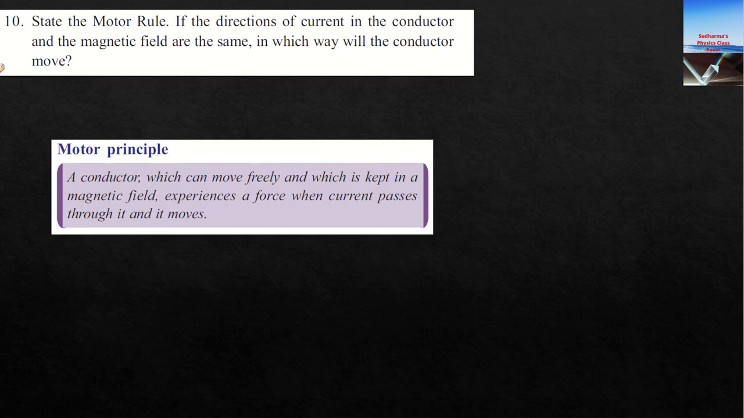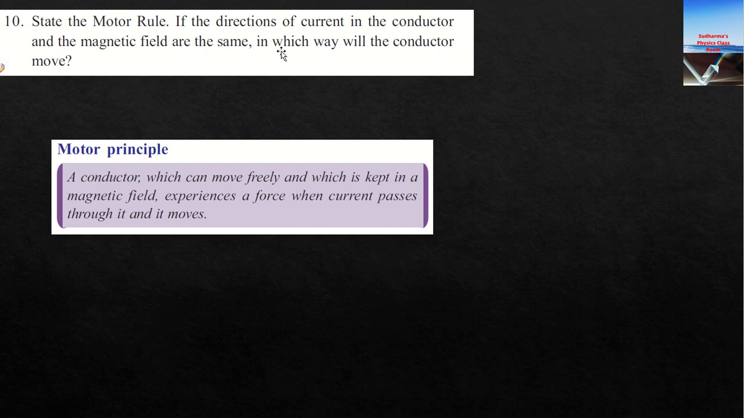Now moving on to the last question. State the motor principle. If the direction of current in the conductor and the magnetic field are the same, in which way will the conductor move? What is the motor principle? A conductor which can move freely and which is kept in a magnetic field experiences a force when current passes through it, and it moves. A current carrying conductor kept in a magnetic field will experience a force. That is the principle of a motor. And we can find out the direction of motion of this current carrying conductor using Fleming's left hand rule.